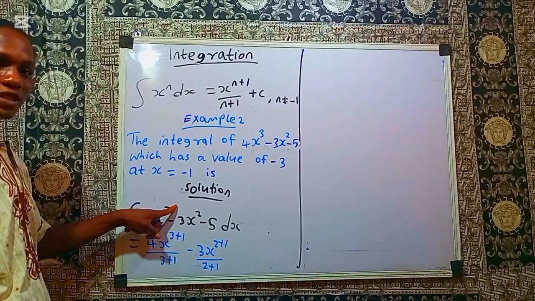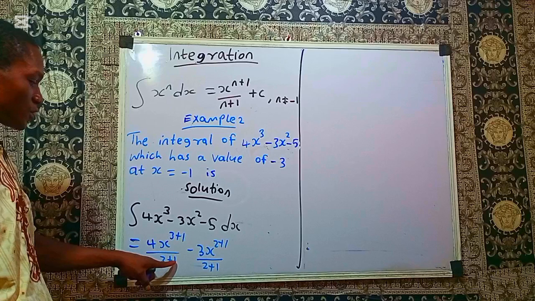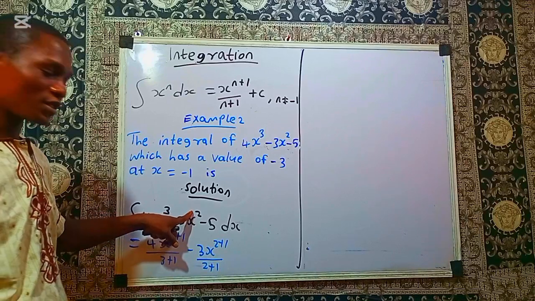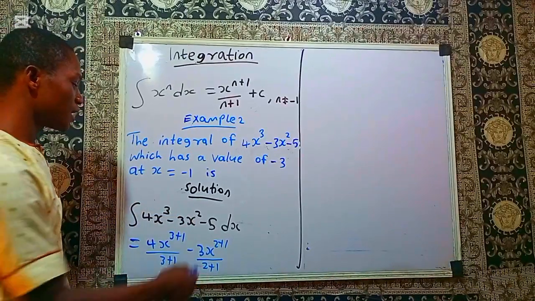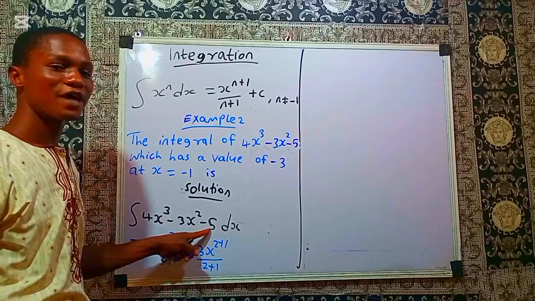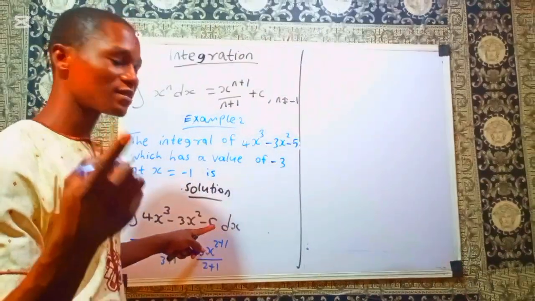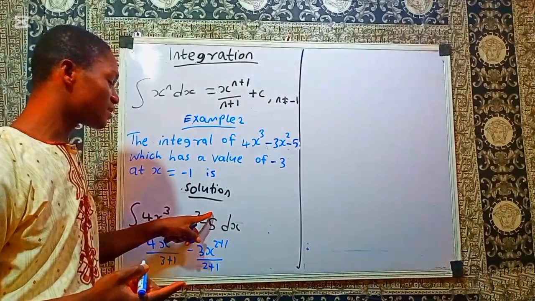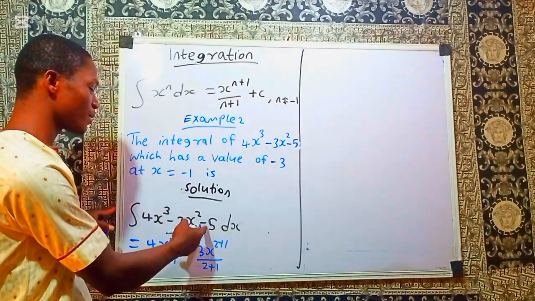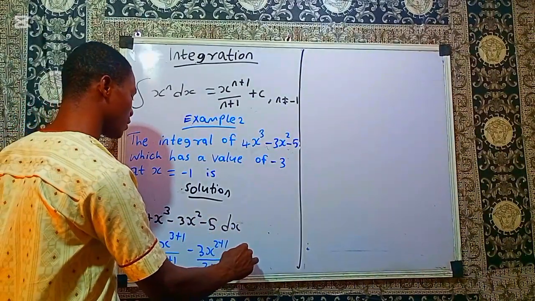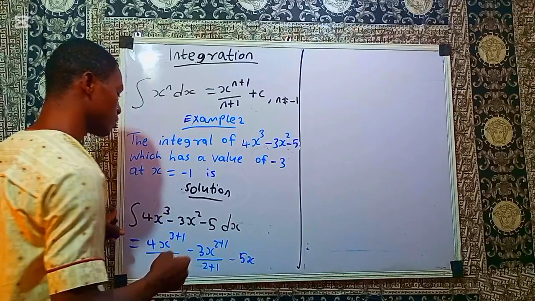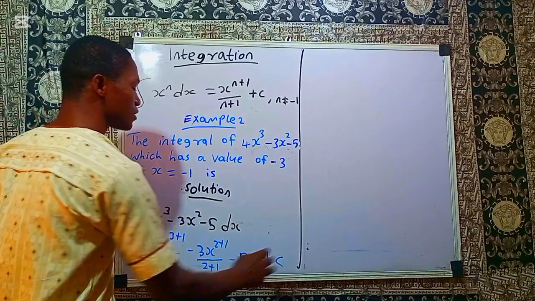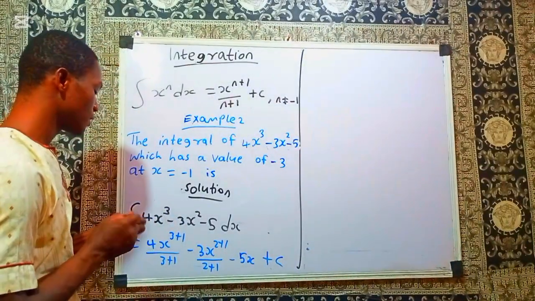So you add 1 to the index and use the result to divide. That's what I did. This one too, add 1 to the index and use the result to divide. Then we have minus 5. Minus 5 is a constant. The integral of a constant is that constant multiplying the variable you are integrating with respect to. Remember, we are integrating with respect to x, so it will be minus 5 multiply x, which will be minus 5x. And we have to add the constant of integration c.